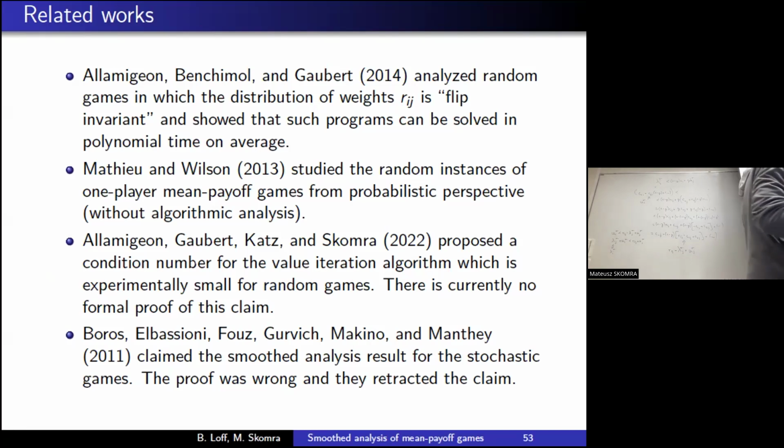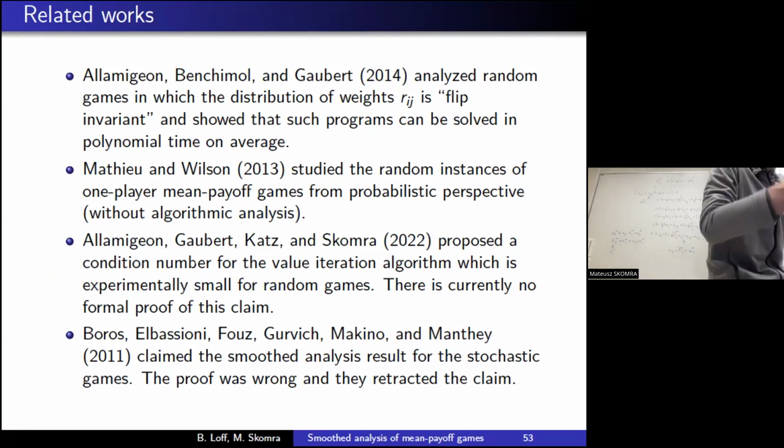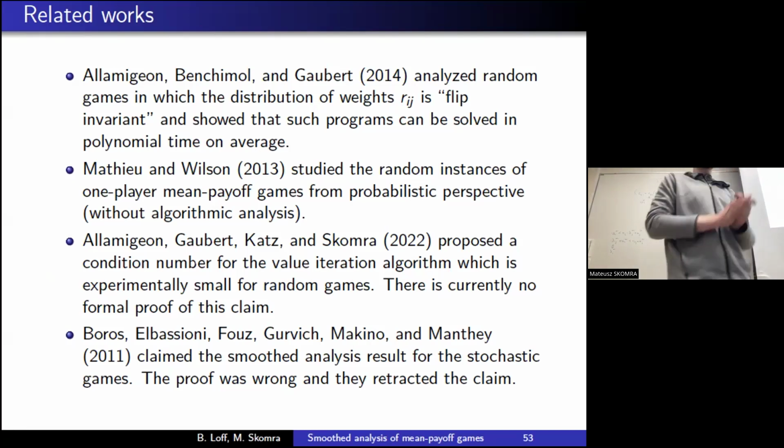And finally, there was a paper by Boros, Elbassioni, Gurvich, Makino, and others in 2011, where they claimed that they have the smoothed analysis result for mean-payoff games. They published a conference paper on this, and then they realized that the proof doesn't work. So they later retracted the claim in the journal version of the paper, where they nicely explain where the mistake was, and they say that now they don't know how to do it. So with Bruno, we managed to, let's say, re-establish the claim.